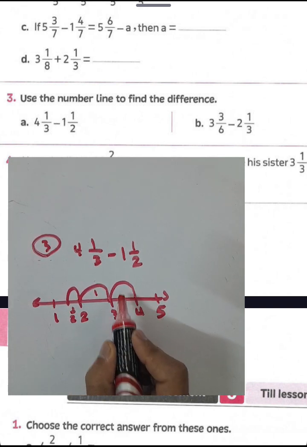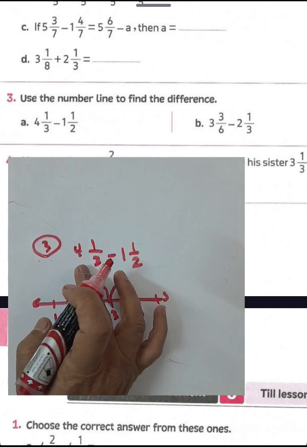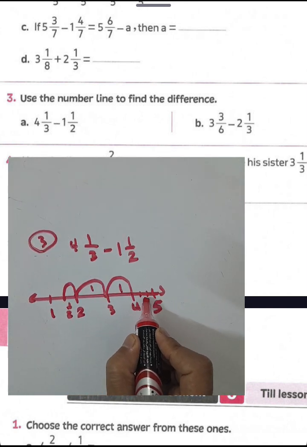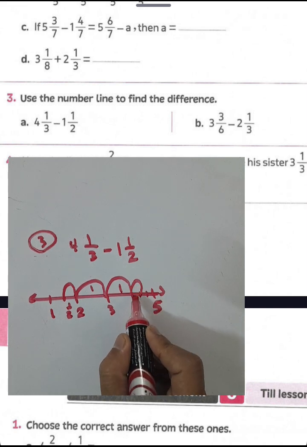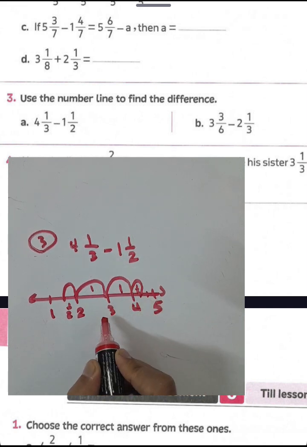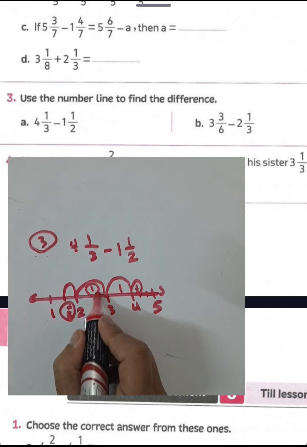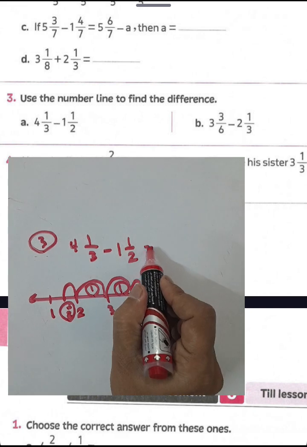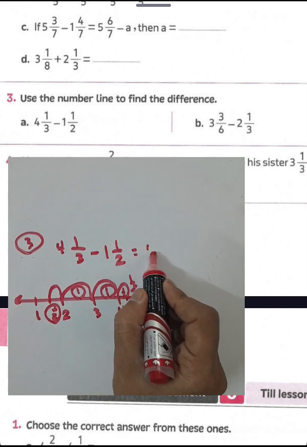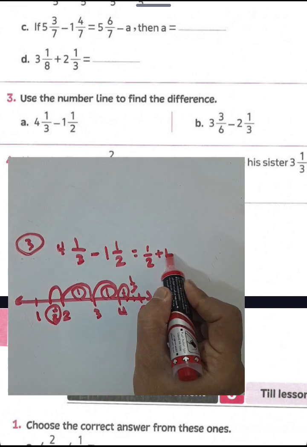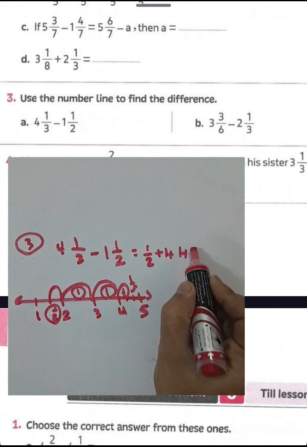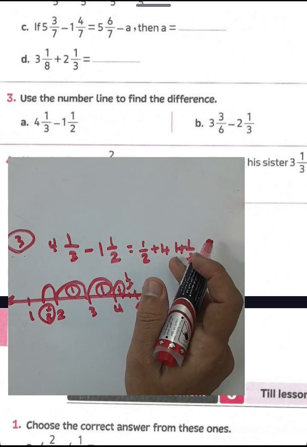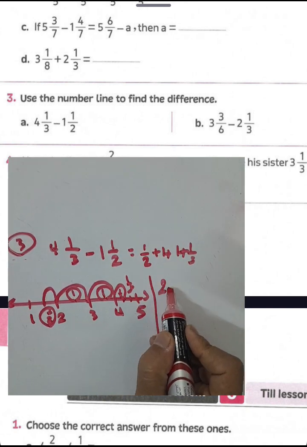And going to 4, it will be 1. I want to go to 4 and a third. We must divide this part into 3 equal parts. 1, 2, 3. And then going to this part. This part represents a third. Then the result will be half plus 1 plus 1 plus a third. This part represents a third, okay? Then the result here will be 1 half, right? Half plus 1 plus 1 plus a third. Okay, and then you can add the results. 1 plus 1 equal 2. And the result here equals 2.